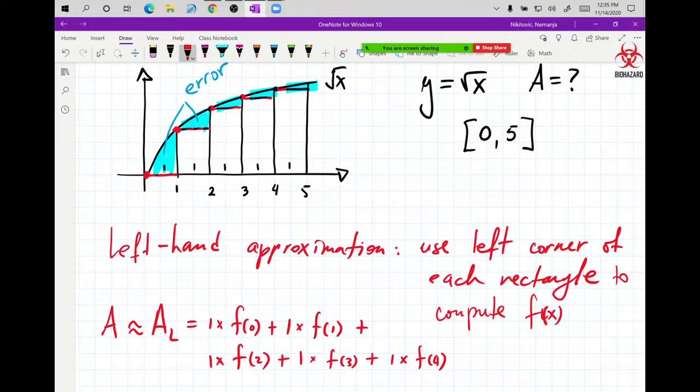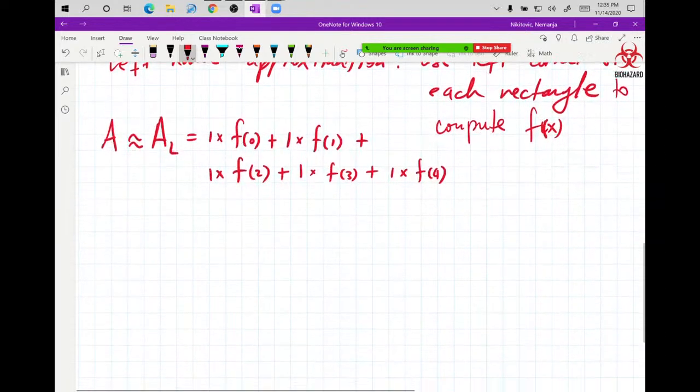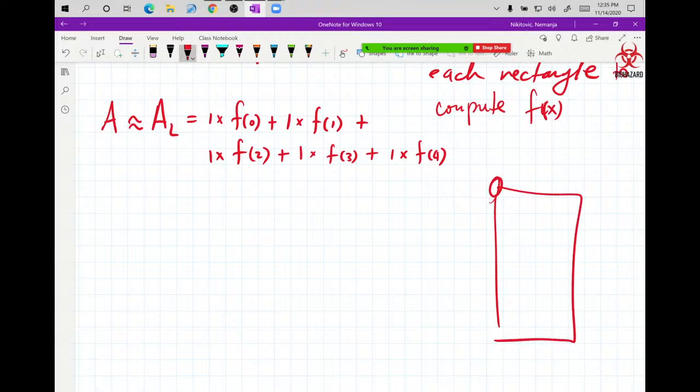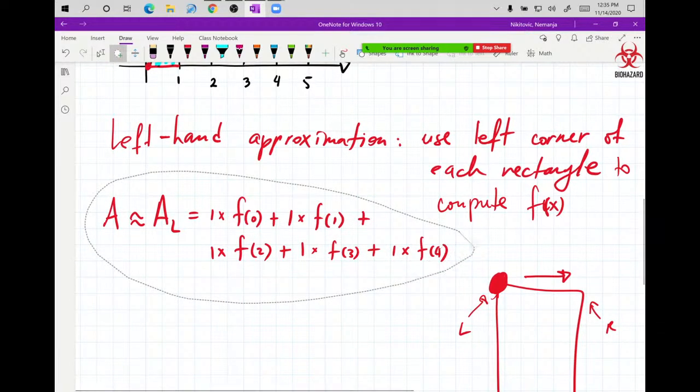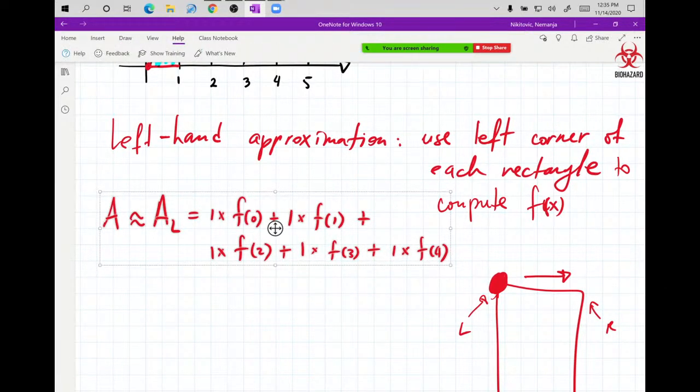For left point approximation, the rectangle is to the right of the point. Because this is the left point, this is the right point. And if you're using a left point, your rectangle is to the right.